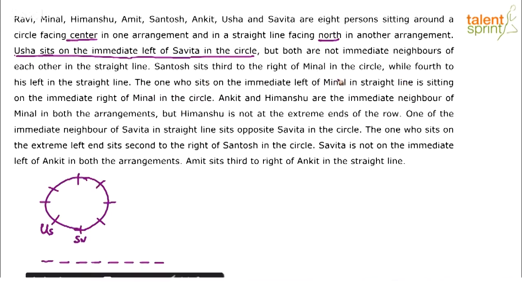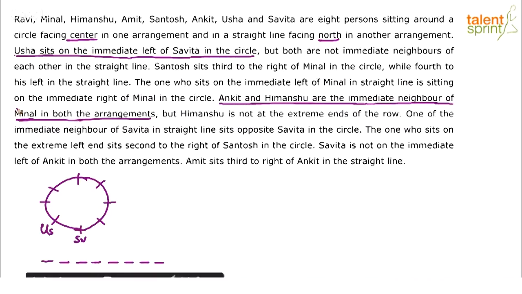So whoever sits on the left of Minal in the straight line will sit on the right of Minal in the circle. Then Ankit and Himanshu are the immediate neighbors of Minal in both the arrangements. Now this is interesting. But Himanshu is not at the extreme ends of the row. So let us use this point. It says Ankit and Himanshu are immediate neighbors of Minal in both the arrangements, in linear as well as circular arrangements.